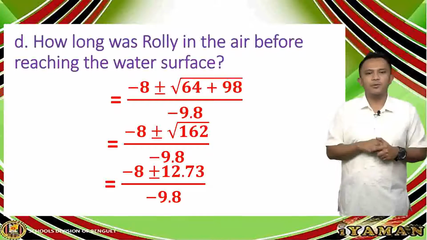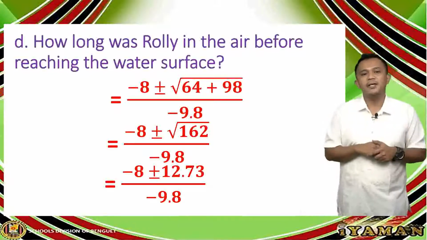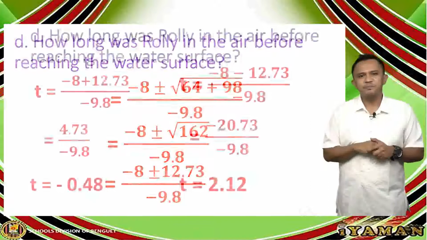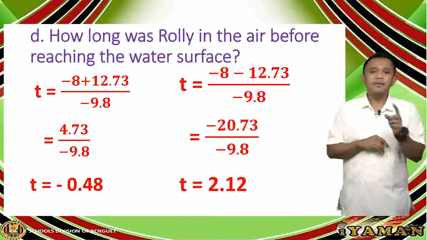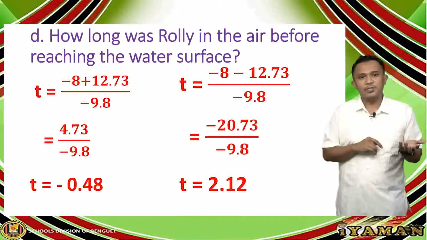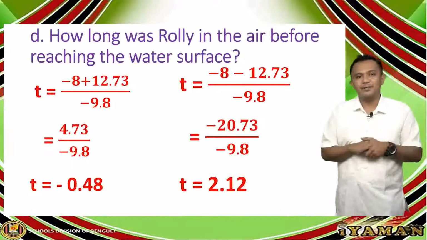So the square root of 162 is 12.73. So that would give us negative 8 plus and minus 12.73 all over negative 9.8. Now, take note that there is a combination of two additive operations inside the formula. If we separate the two operations, plus and minus, we will have the following.